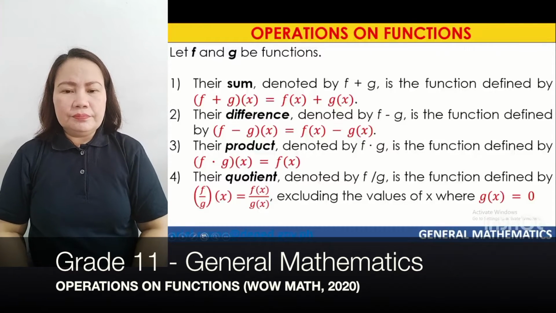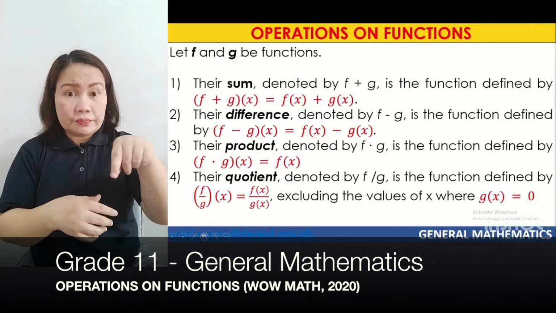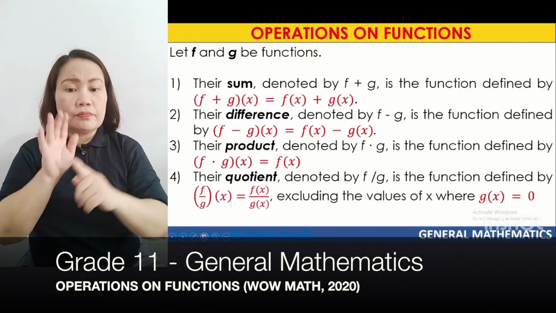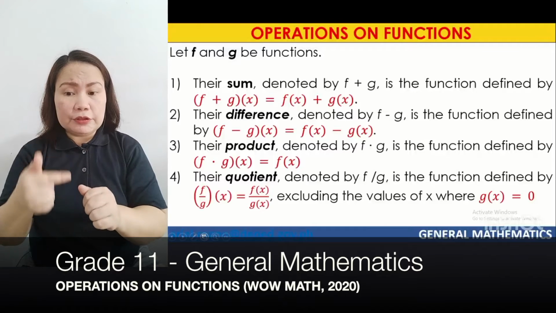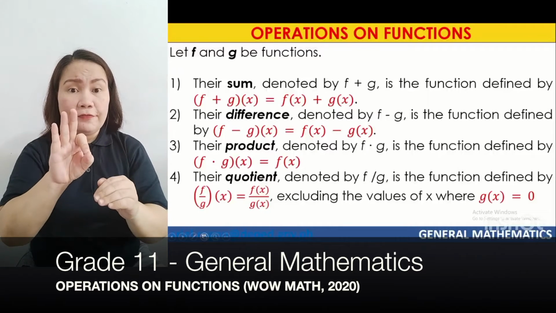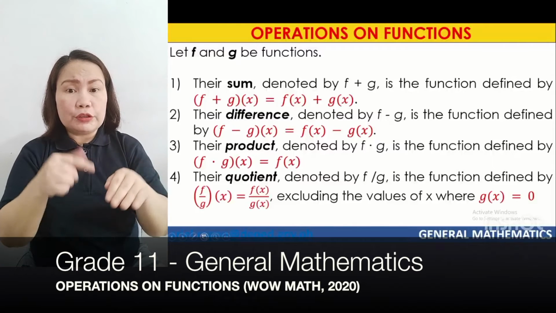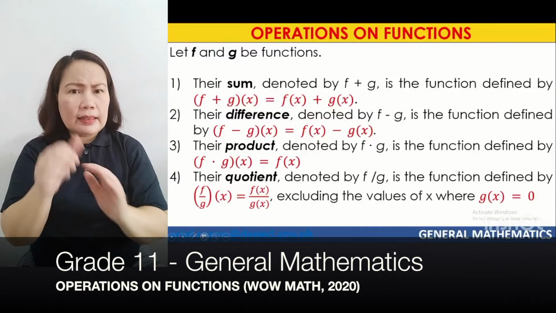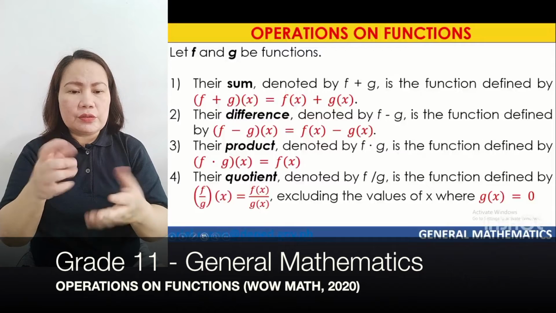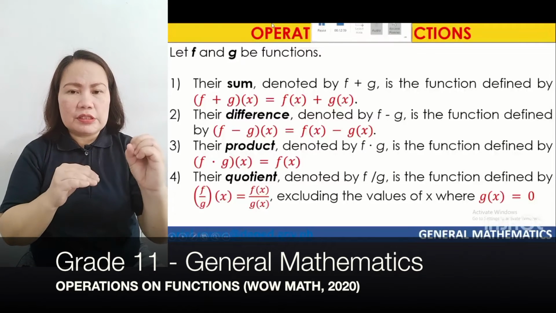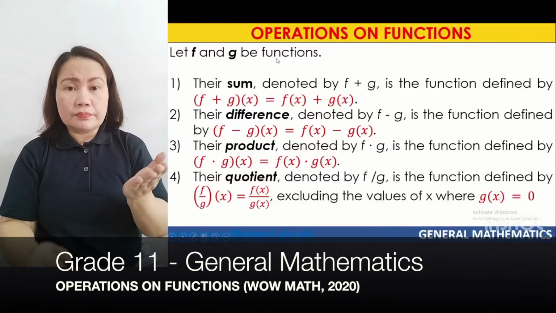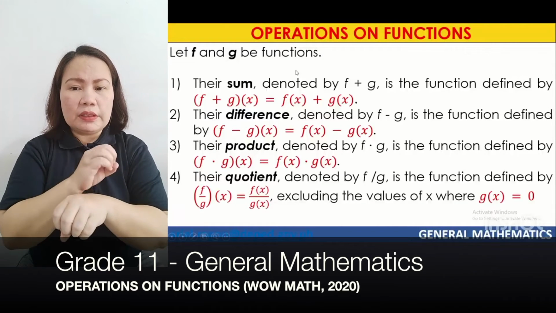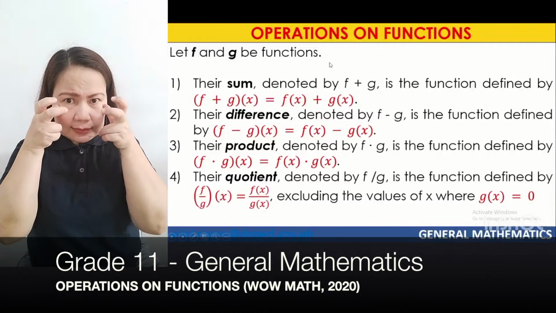Oh, kulang yan. That will be f of x times g of x. Next, their quotient, denoted by f over g, is the function defined by f over g of x is equal to f of x over g of x, excluding the values of x where g of x is equal to 0. Again, so this is now the four fundamental operations, no? The operation on function.